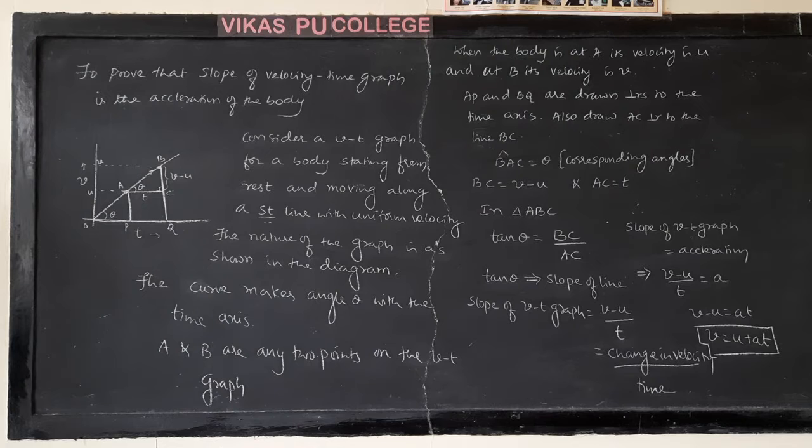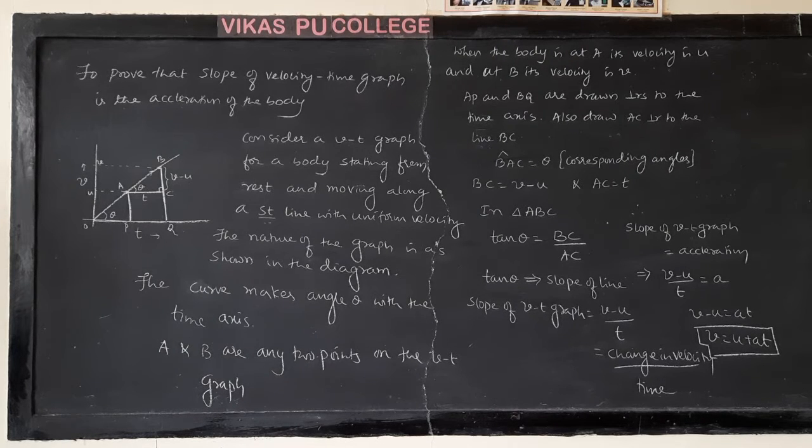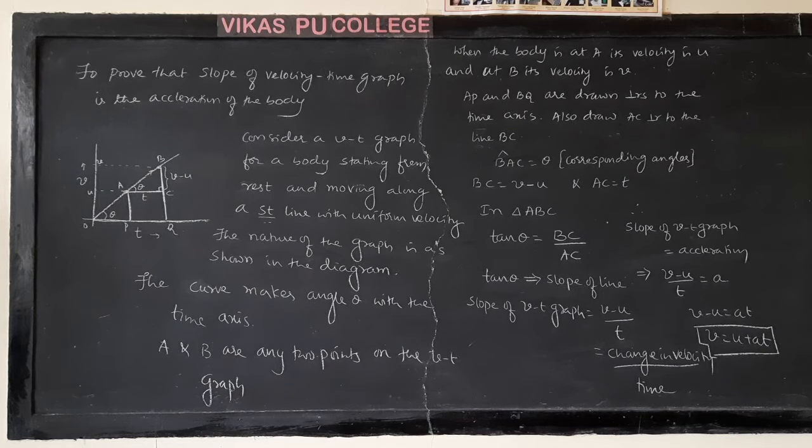The first is that you prove that slope of velocity time graph is the acceleration of the body, and secondly, you arrived at the relation between the two velocities at two different instances, acceleration of the body and the time that has elapsed.